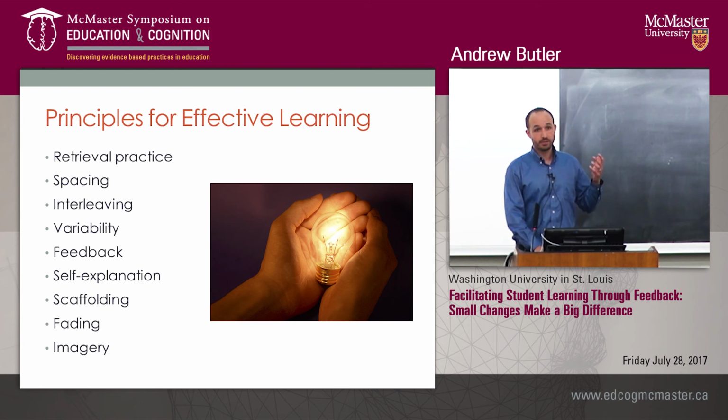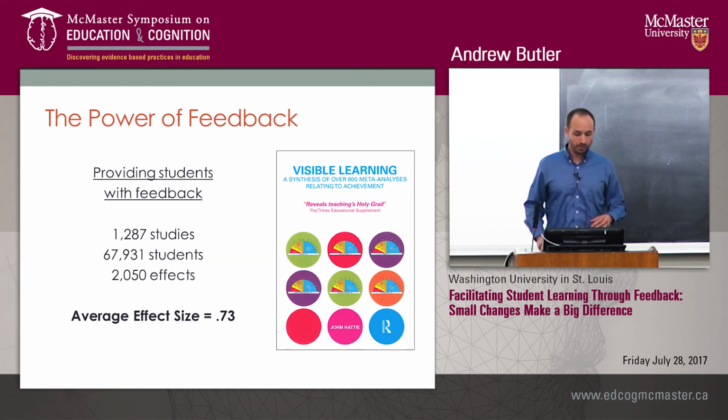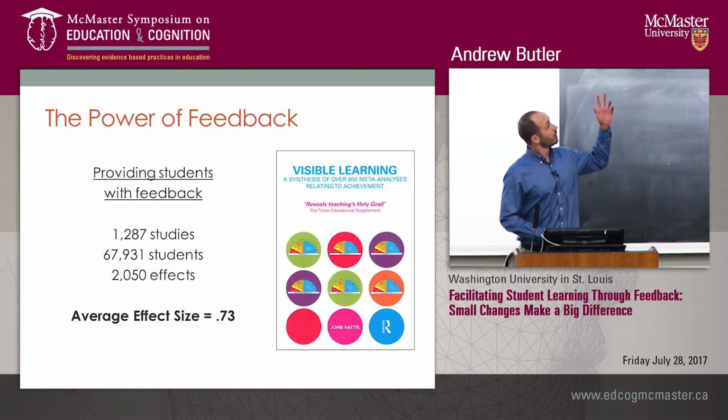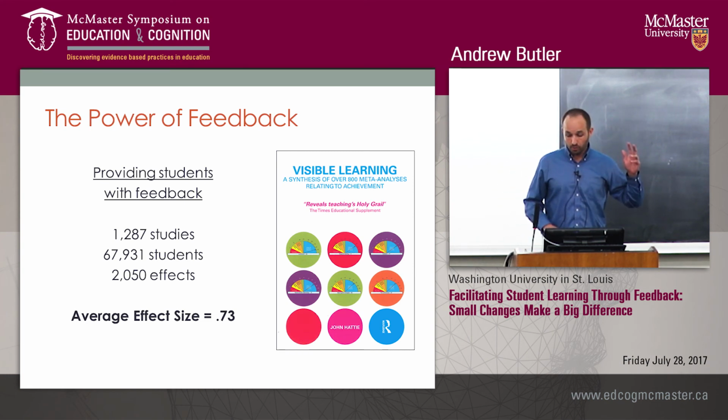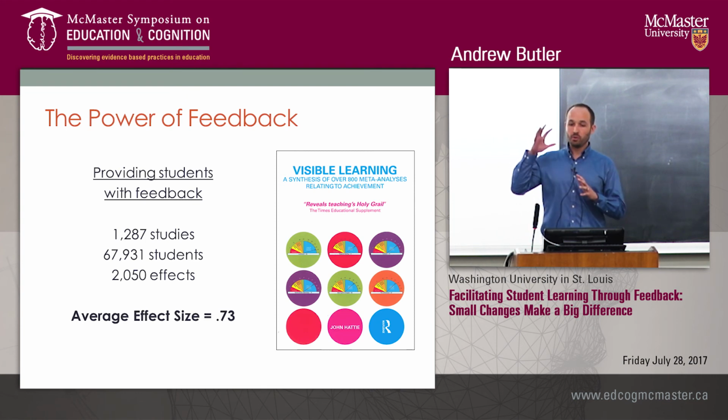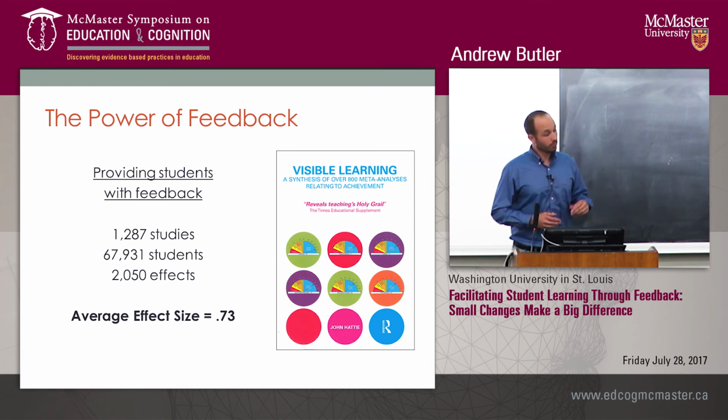Well, feedback is really important. I don't know if you all are familiar with this book, Visible Learning by John Hattie. But if you aren't, I really recommend it. It's great. It's a view from on high of all the research that has been done in education about student achievement and the factors that lead to it. The reviewer on the front says it reveals teaching's holy grail, which I think might be a little bit strong, but there's really good stuff in here.